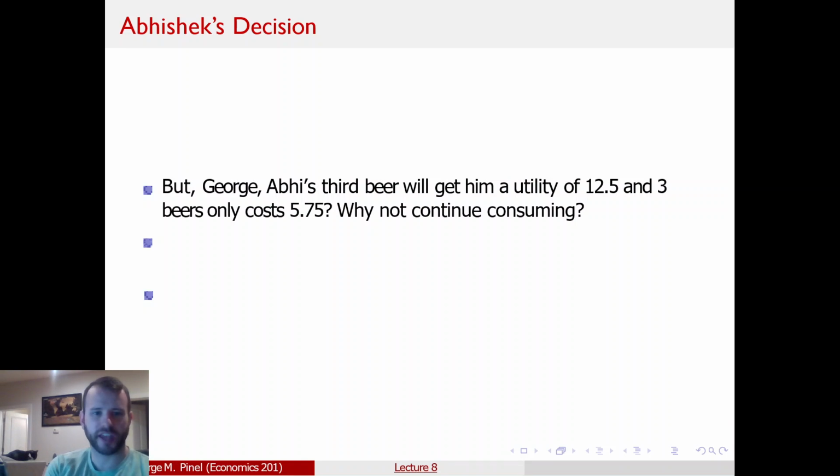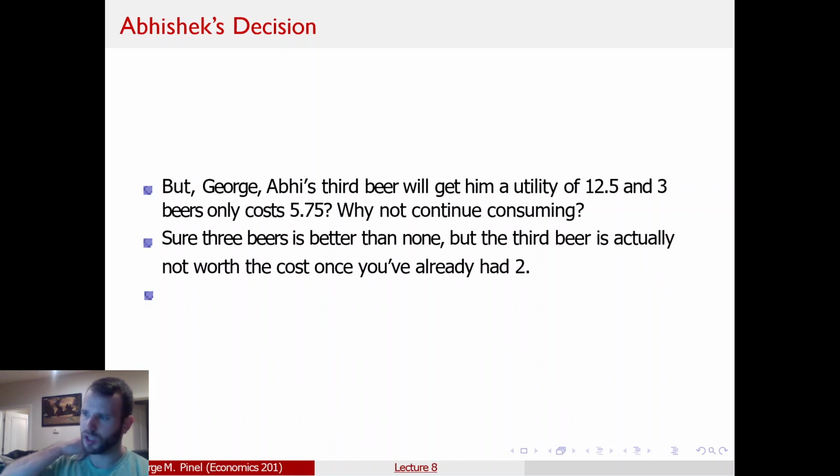So you might be saying, but George, Abby's third beer will give him a utility of 12.5 and 3 beers only cost 5.75. Why not continue consuming? You could say, sure, 3 beers is better than none, but the third beer is actually not worth the cost once you've already had 2, right?